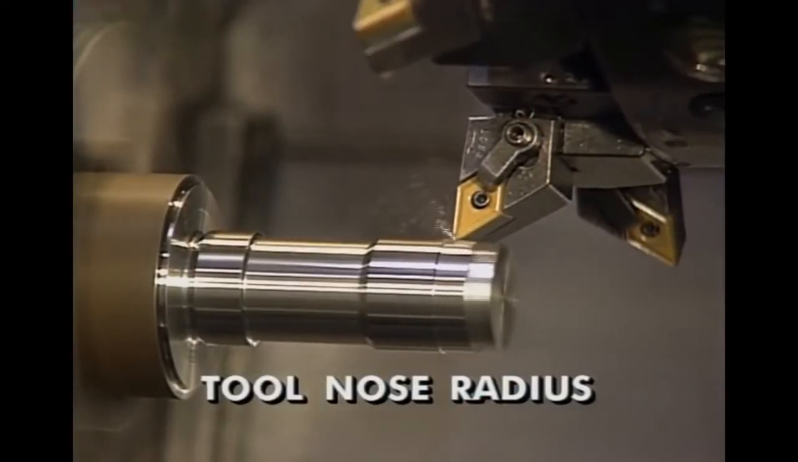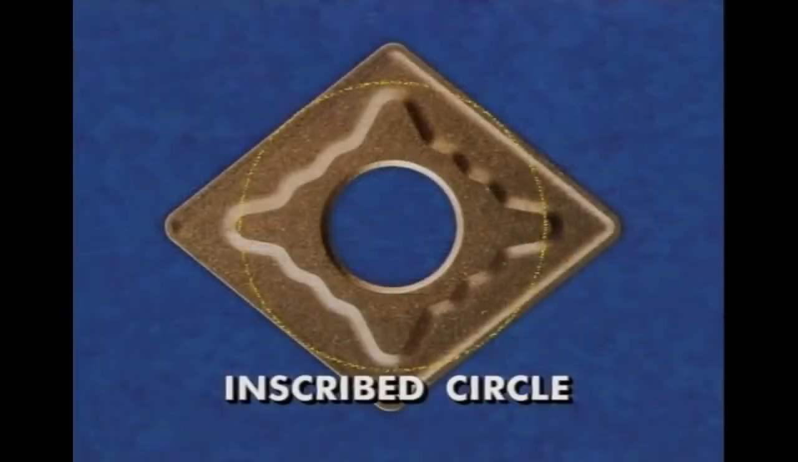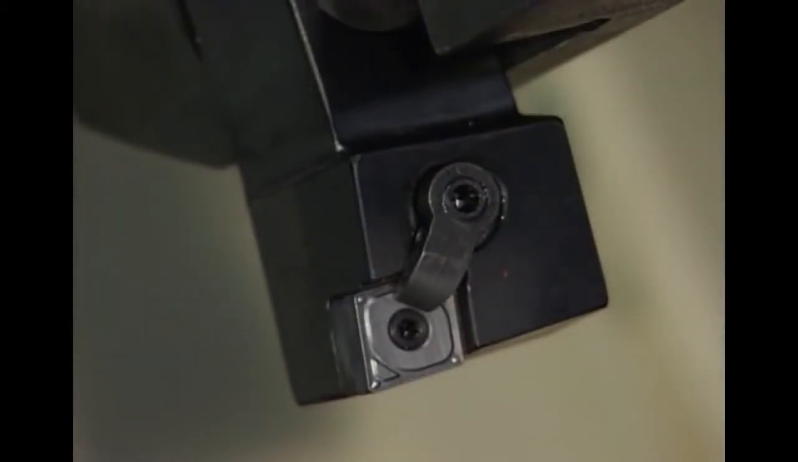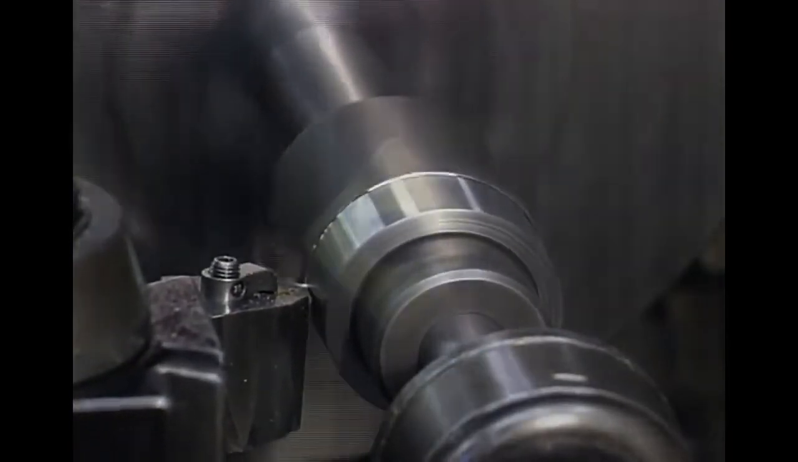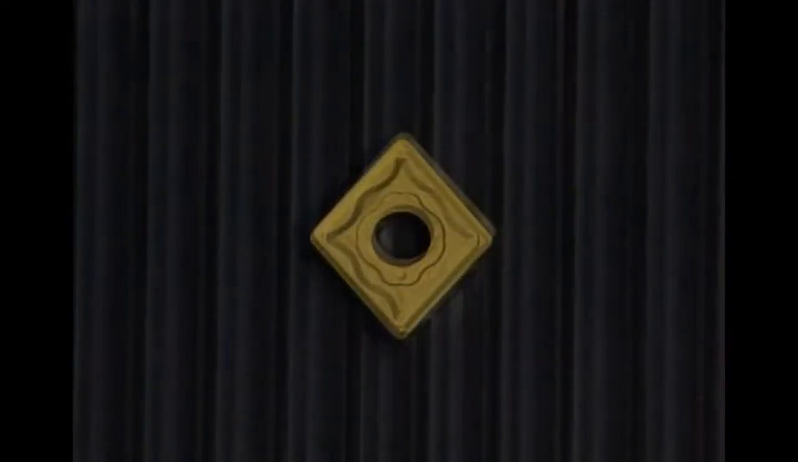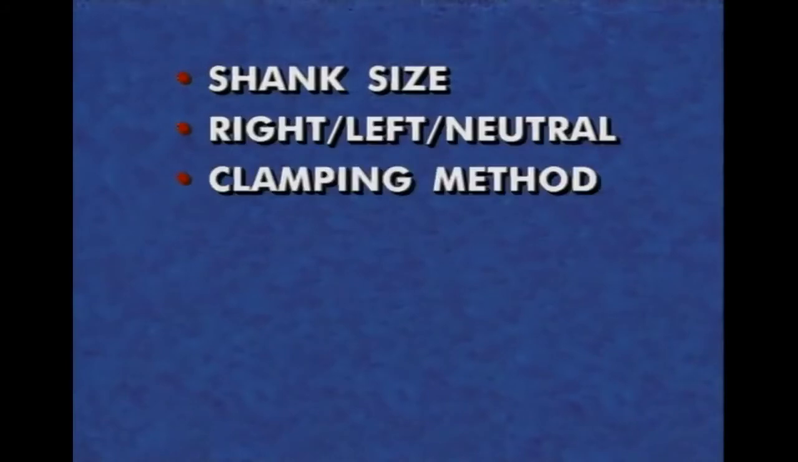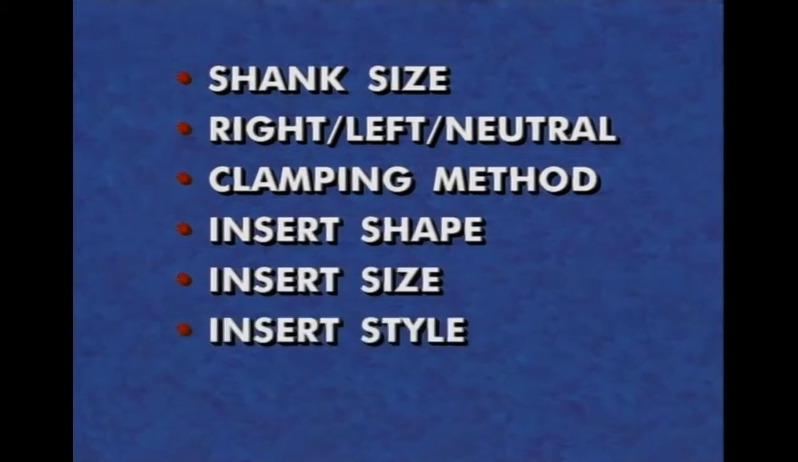The tool nose radius helps determine insert strength as well as workpiece surface finish. Insert size is designated by its inscribed circle, and the inscribed circle size of the insert must match the pocket size of the tool holder. In turning, making a chip is only half the battle. The other half is effectively breaking the chip with the right chip breakers and operating parameters. Tool holders and boring bars may be designated by their shank size, hand of the tool, method of clamping, insert shape, insert size, insert style, and rake angle.